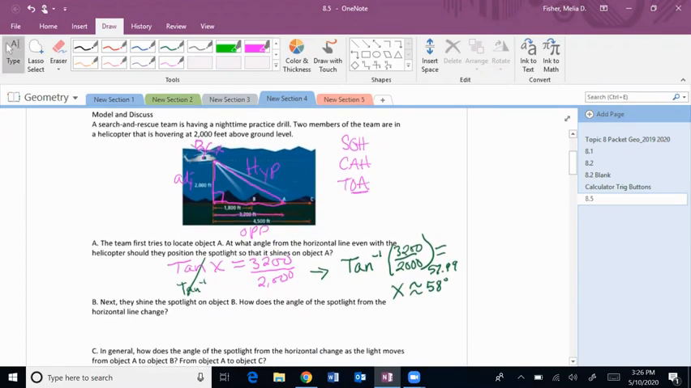Next, they shine the light on object B. How does the angle of the spotlight from the horizontal line change? Well, instead of looking at A, we're going to look at B. And so B is only going to be the 1,800. So let's go ahead and use the tangent of x. The 1,800 is the opposite over the adjacent, which is 2,000.